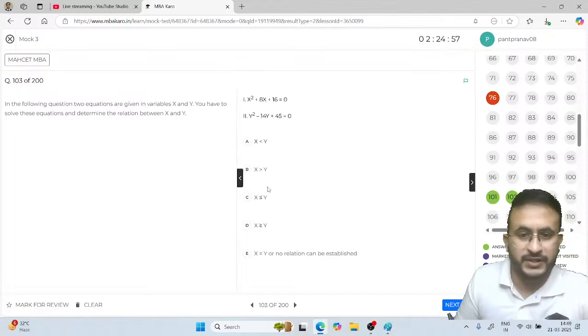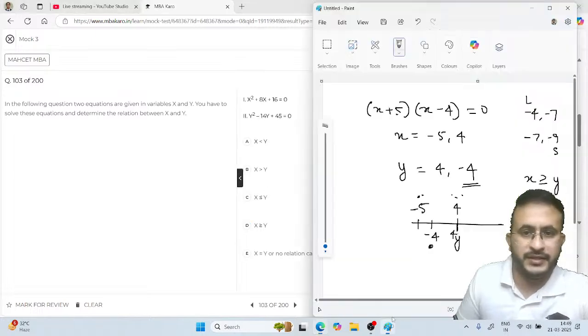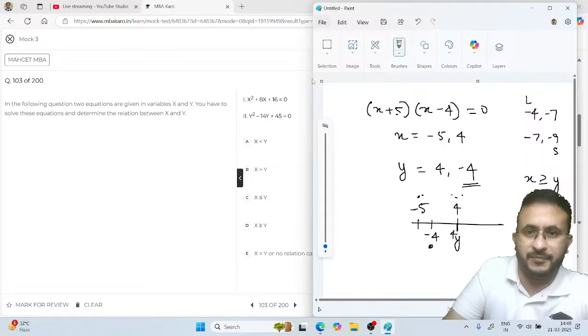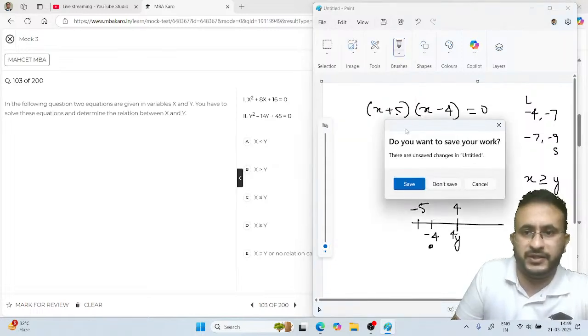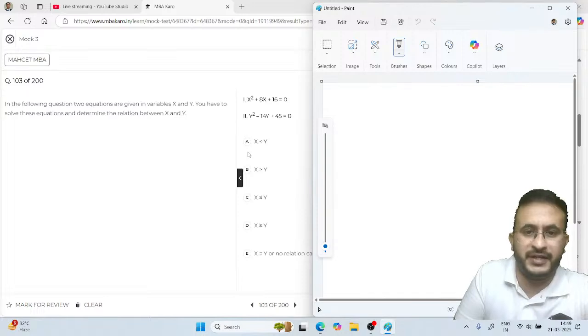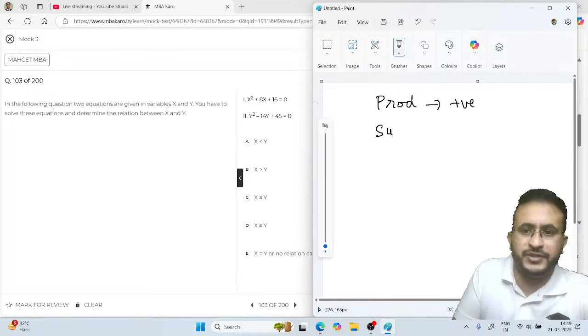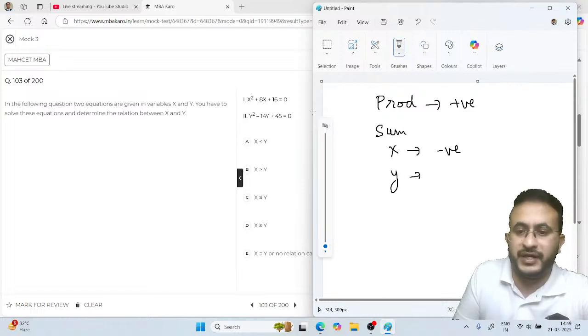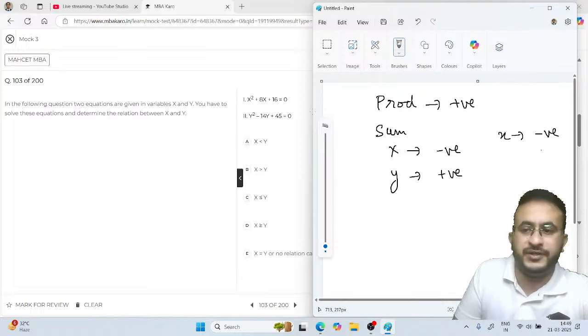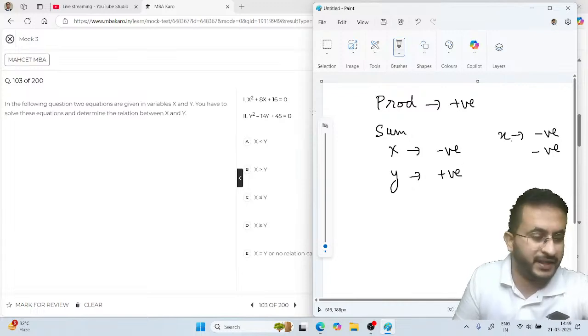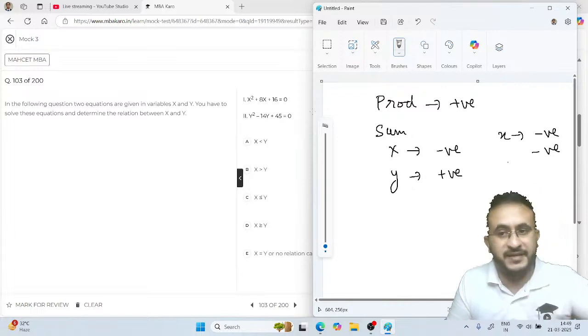Okay. So let's do this. And here, this is a special type of equation wherein you do not have to basically solve it, right? See, here the product is positive, and the sum, if you see in both cases, in case of x, the sum is negative, right? In case of y, the sum is positive. So that means x has both negative values, two negative numbers. Then only the product will be positive and the sum will be negative.